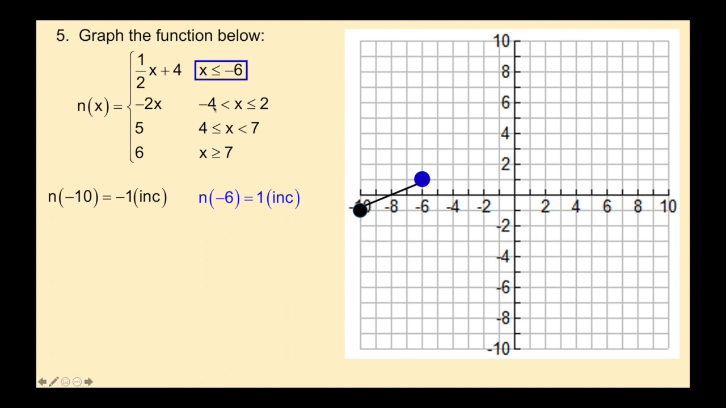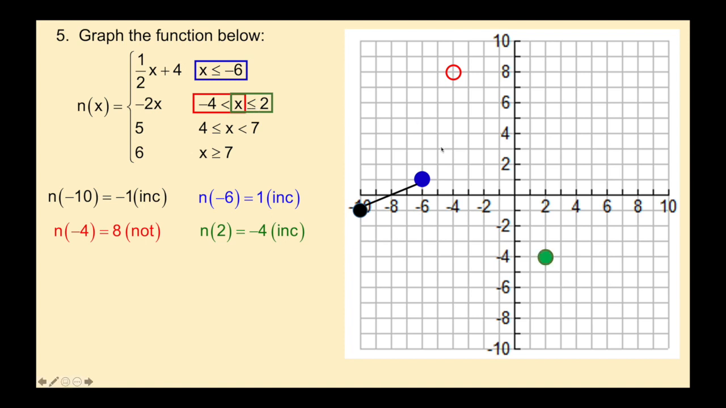This piece starts at negative 4. When I plug negative 4 in here, negative 2 times negative 4 is positive 8. Again, it doesn't have an equal sign, so it's not included, which means it's an open circle. So at negative 4, 8, I make an open circle. Next, I look at 2. When I plug 2 in here, I'm going to get negative 4. Negative 2 times 2 being negative 4. This one has the equal sign, so this one's going to be included.